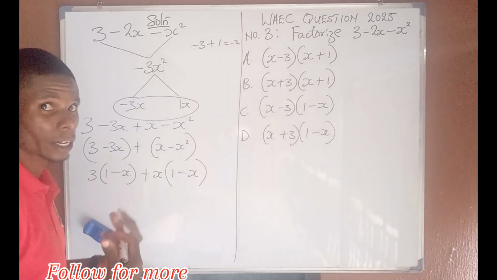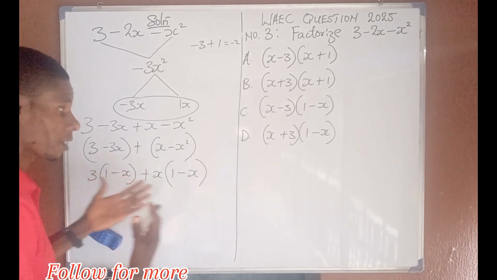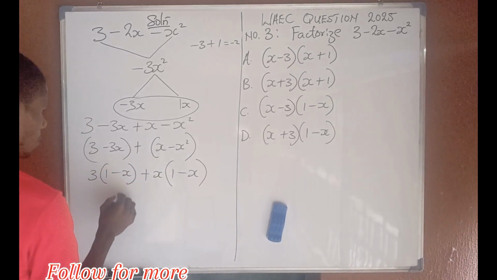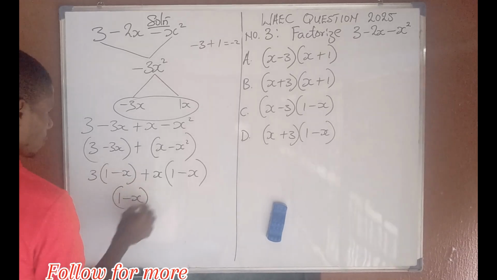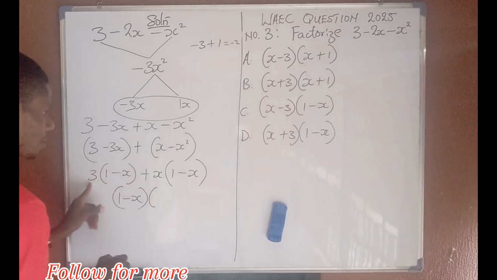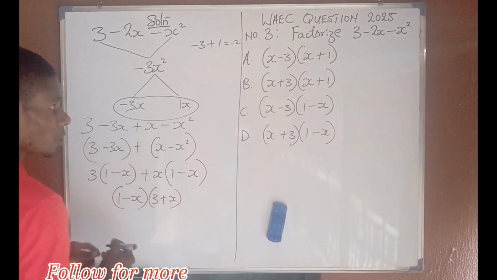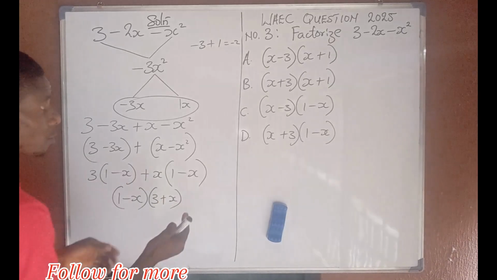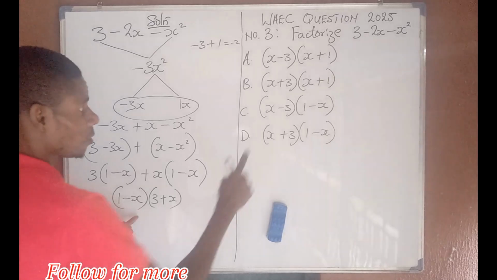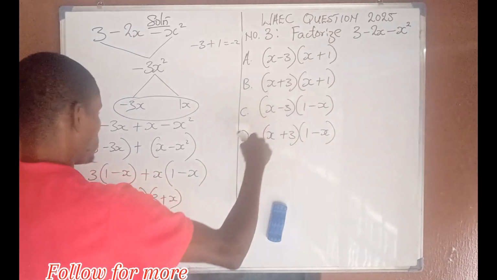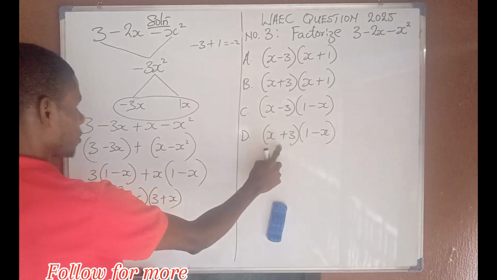So now I can factorize. I can now shift them to the side because they are common. This can be 1 minus x. Then what do I have left outside? 3 and plus x. Okay, let's go to the options. 1 minus x, 3 plus x. So this is the right option.